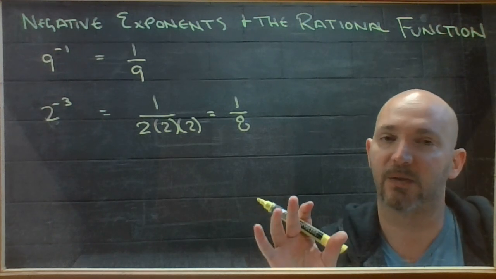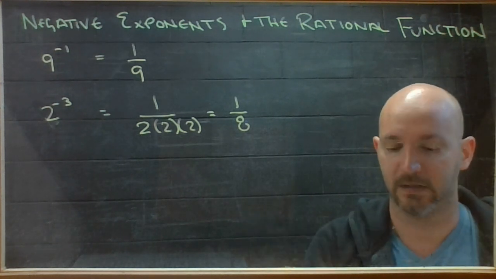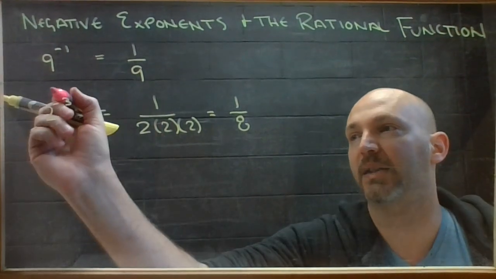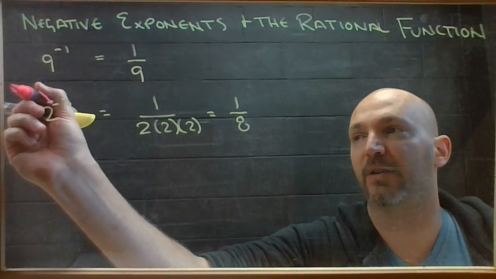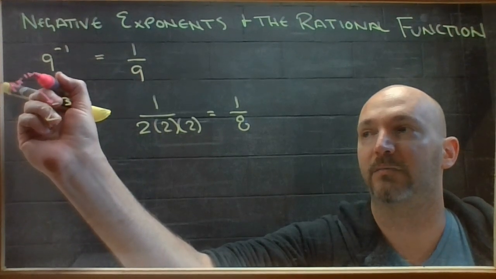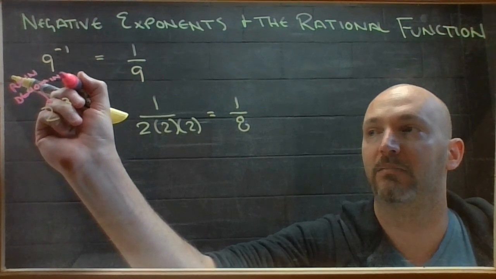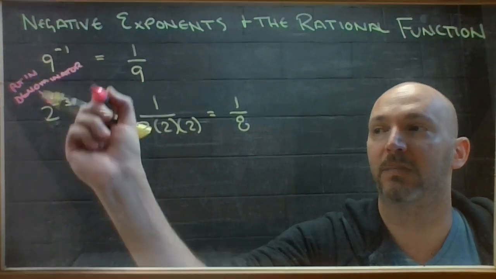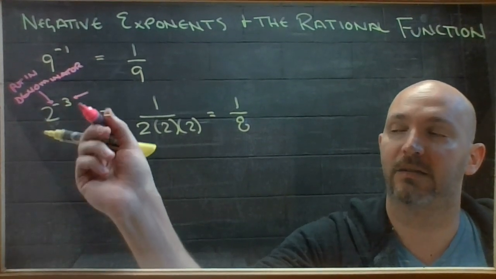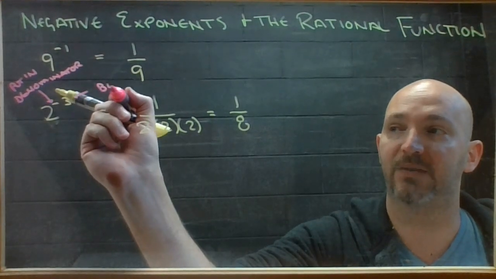Now, if you want to sort of shorthand this, the fact that there is a negative told you to put your answer in the denominator. Put in denominator. And the exponent just behaves as normal.